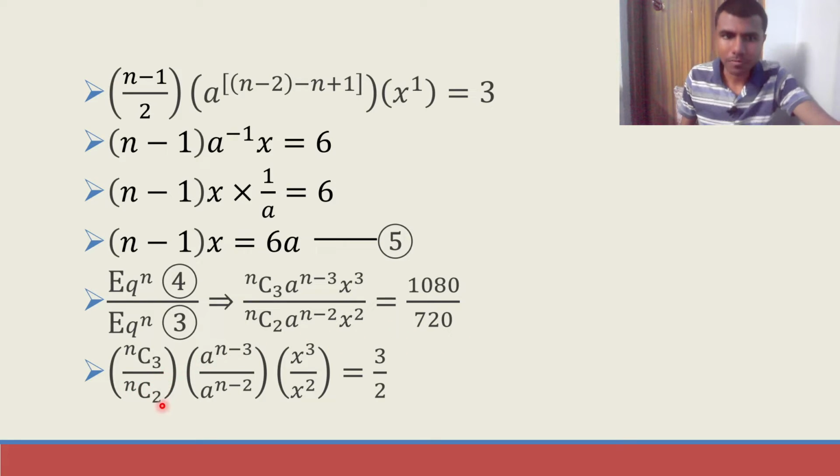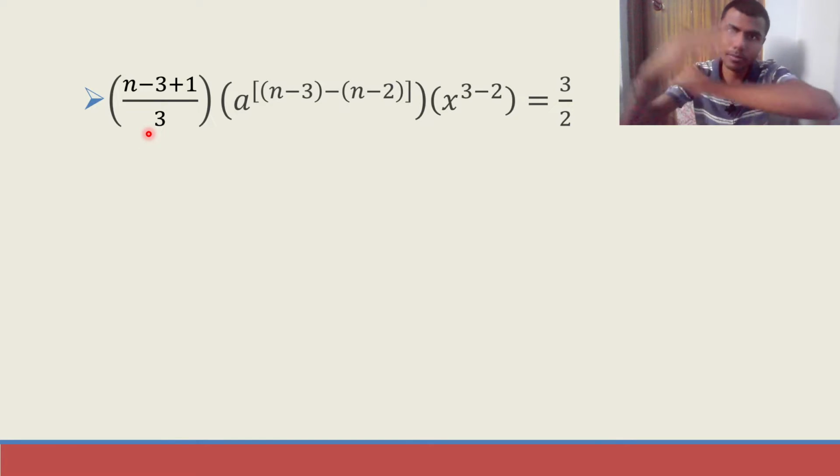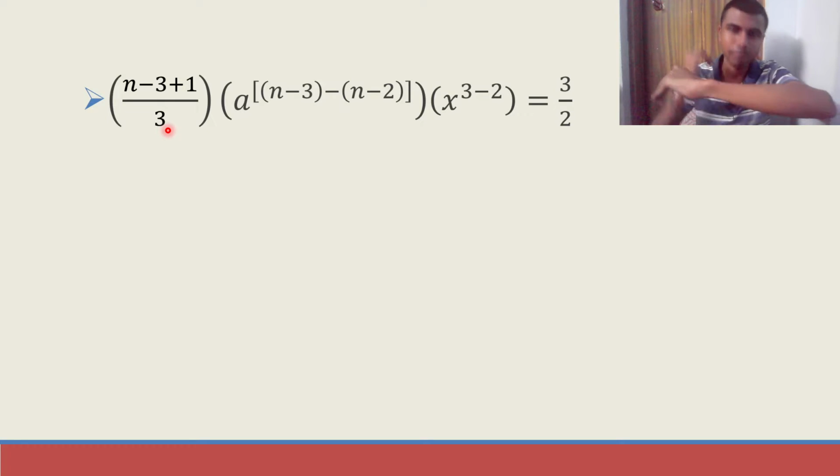Okay, chalo, let's go forward. See, this is in the same format, nCr by nCr minus 1. It is nothing but n minus r plus 1 by r. Here my r is 3. So this one's first bracket answer will be n minus 3 plus 1 by 3. This one again a power n minus 3 minus of n minus 2, and x power 3 minus 2. Fine, I hope it's clear. I used the previous formula: nCr by nCr minus 1 is n minus r plus 1 by r. So n minus 3 plus 1 by 3.